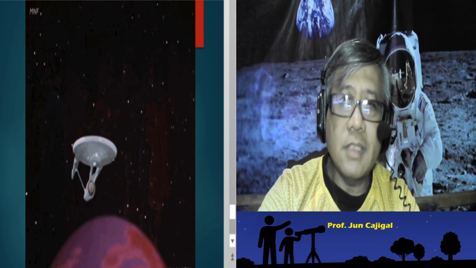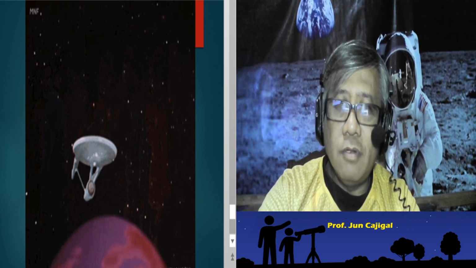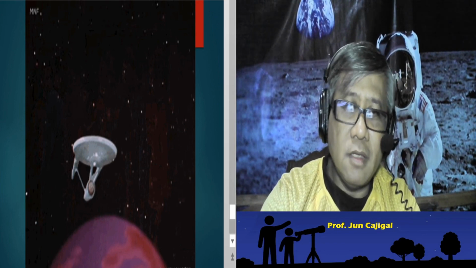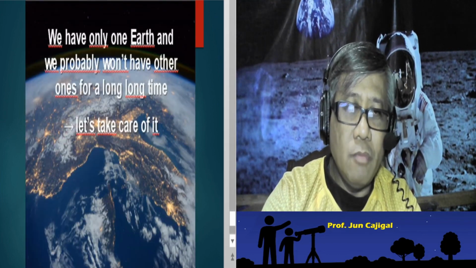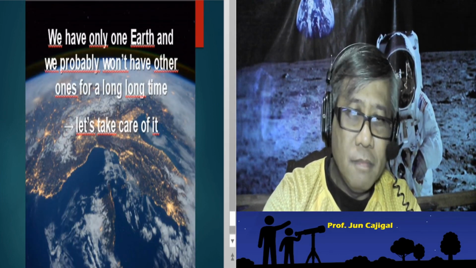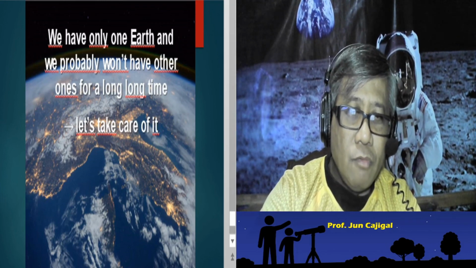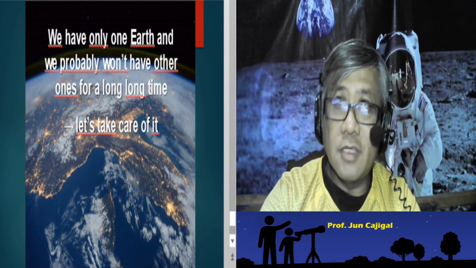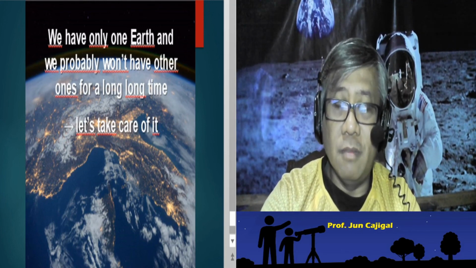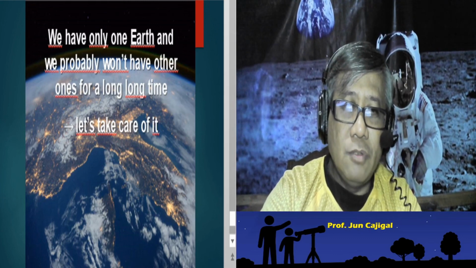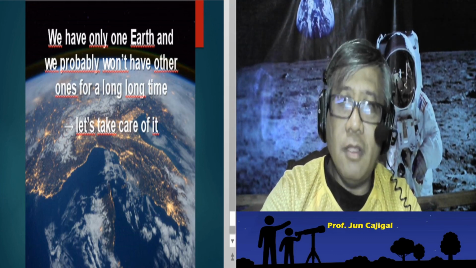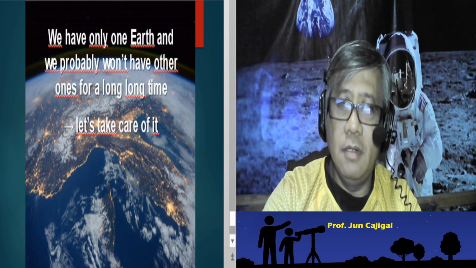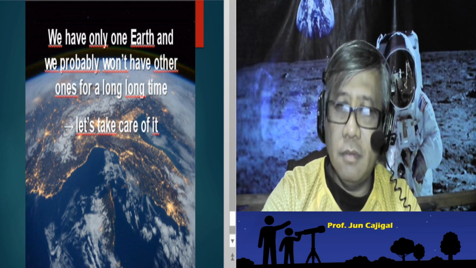And that's the role of science. Diba? We need concrete evidence. So, we just continue the search for extraterrestrial life. So, for now, we have only one planet Earth. And we won't have other ones for a long time. Baka sabihin nyo, sir, magko-colonize tayo sa Mars. Matagal pa yan. So, we have only one planet. So, ano gagawin natin? So, we have to take care of it. Okay, we have to take care of our planet Earth.